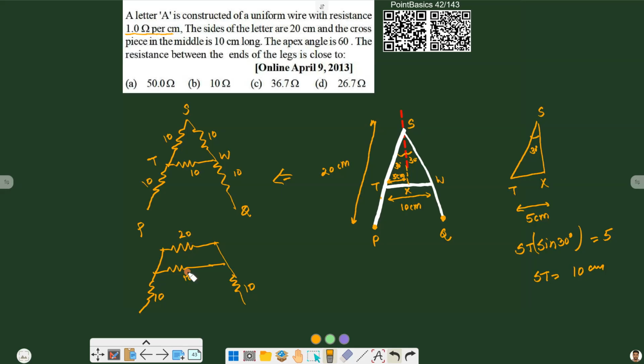Now 20 and 10 are in parallel, so their parallel combination will give us 1 by 10 plus 1 by 20, that is 2 plus 1 by 20, so 20 by 3. So the circuit will reduce to something like this. This is 20 by 3, this is 10, and this is 10. Now 20 by 3 is equal to 6.67. So the total resistance will be 10 plus 10, 20, plus 6.67, 26.67 or 26.7. Option D will be the right answer.